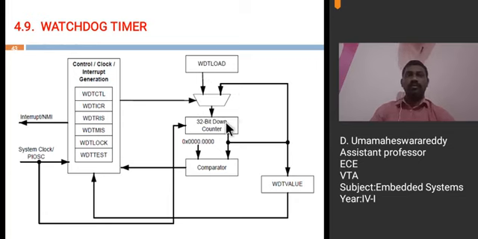And then watchdog timer value. This watchdog timer value register contains the current count value of the timer. What does it hold? It will hold the current value of the timer. That is, the present count in this 32-bit down counter will appear in the watchdog timer value register. And this is about the block diagram of the watchdog timer present in the TM4C123. Thank you.